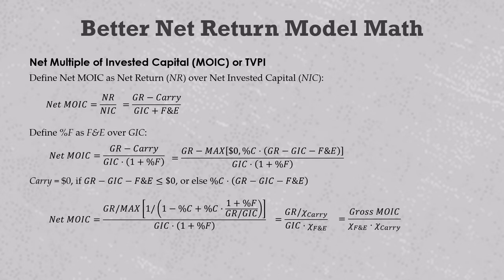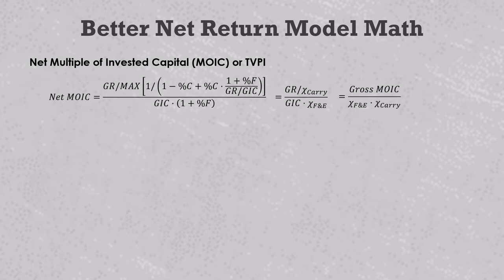Okay, that's pretty theoretical. Let's see how it works with an example. The fee and expense multiplier is 1 plus %F, which is 1 plus fees and expenses divided by gross invested capital. In the previous example, this would be 25 million divided by 180 million, so the F&E multiplier is 1.139x.